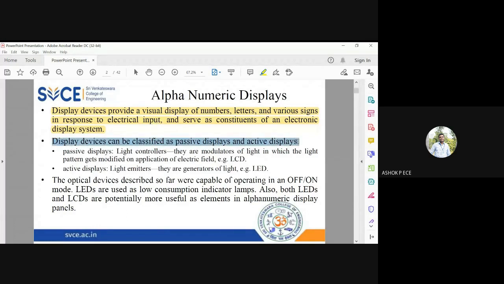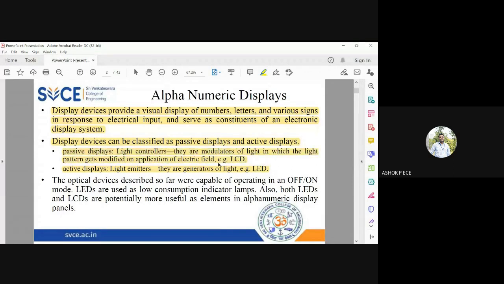As you know, active devices generate light just like LEDs. You give voltage, they generate light, and they display what we design. So they generate light on their own. Those are active devices. And passive devices are called light controllers. They don't generate light, but whatever light falls on them, they modify or modulate.